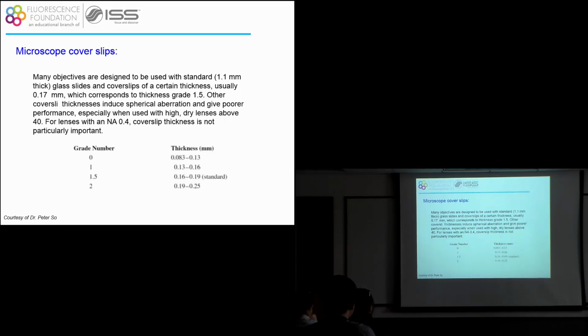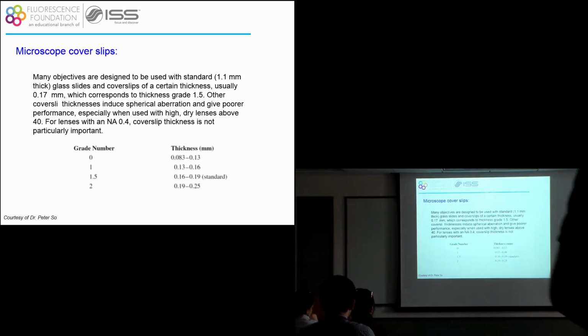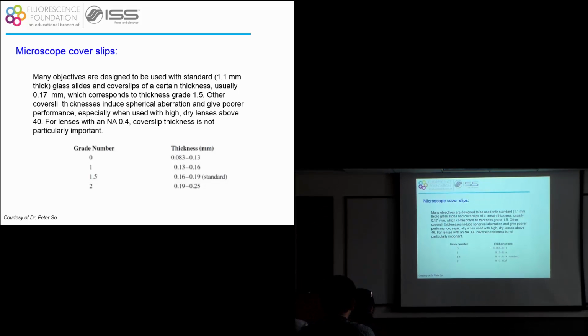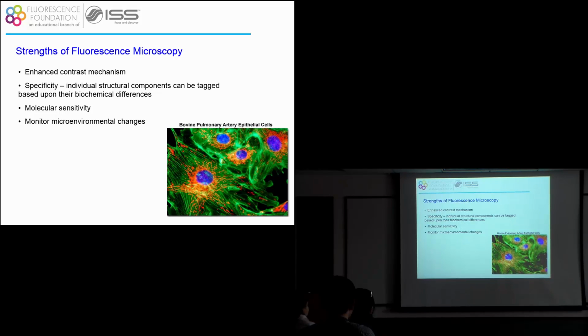And finally, a few words about the cover slip, which are very important. You need to use a cover slip of the proper thickness that goes with the objective that you are using for your measurements. Otherwise, you cannot see the sample. And well, these are a few of the strengths of the fluorescence microscope, and these are some of the images that you get with the fluorescence microscope.